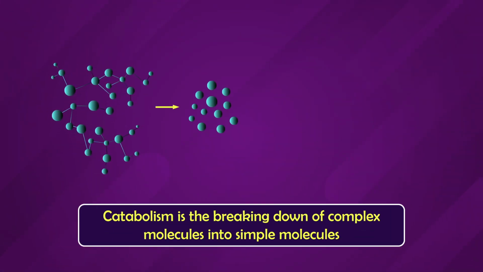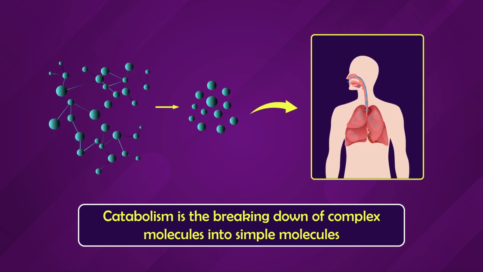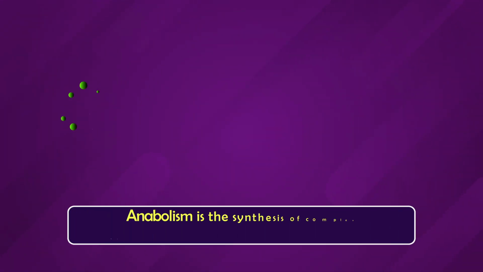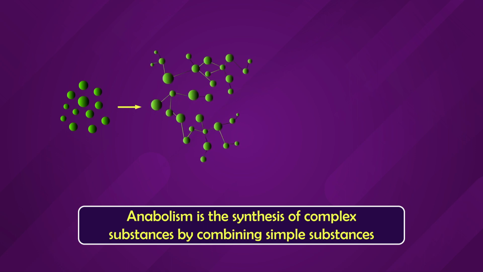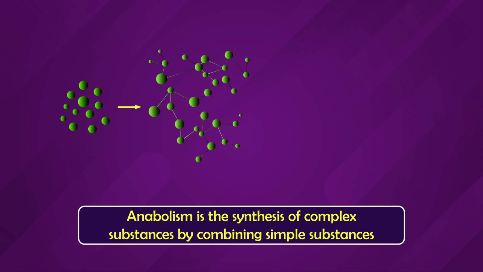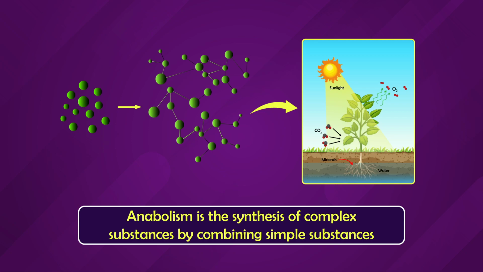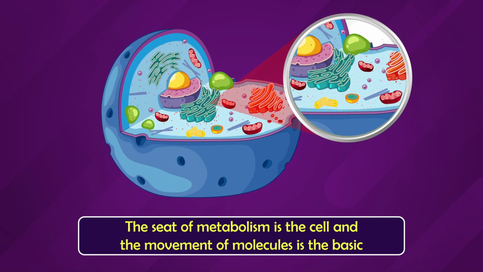Catabolism is the breaking down of complex molecules. For example, decomposition of glucose through cellular respiration. Anabolism is the synthesis of complex substances by combining simple substances. For example, synthesis of glucose through photosynthesis. The seat of metabolism is the cell, and the movement of molecules is the basic.